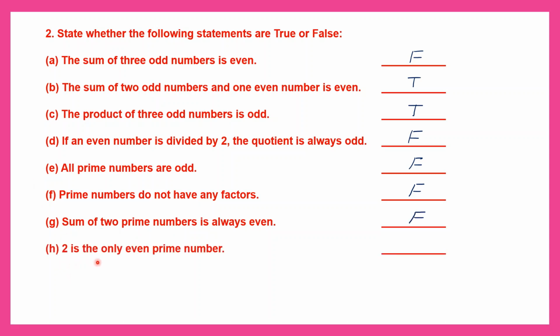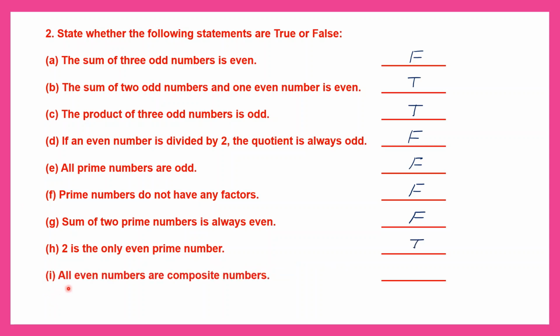Question H. 2 is the only even prime number. Now prime numbers, the first few are 2, 3, 5, 7 and so on. And as this statement says, 2 is the only even prime number. All the other prime numbers are odd numbers. So this statement is true.